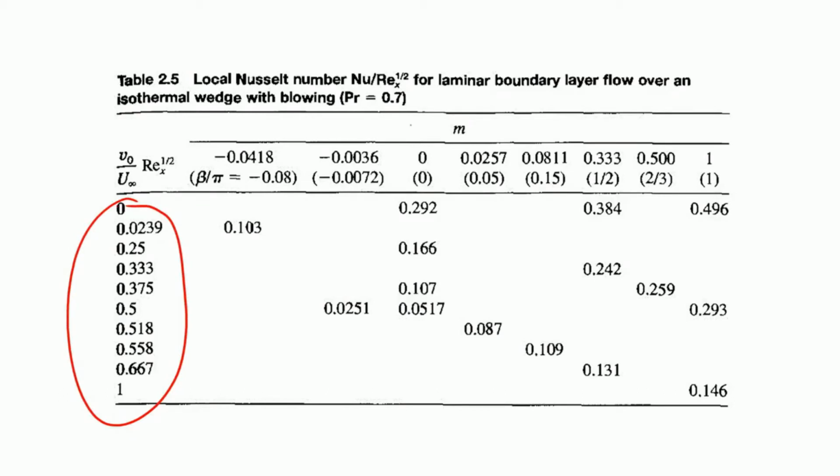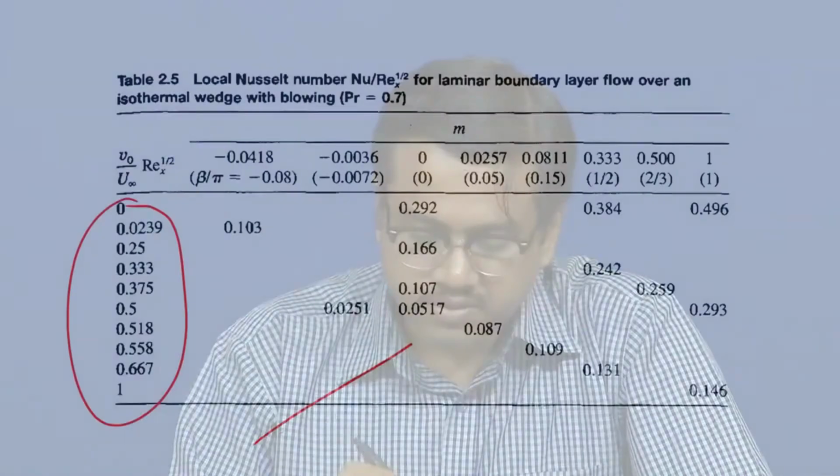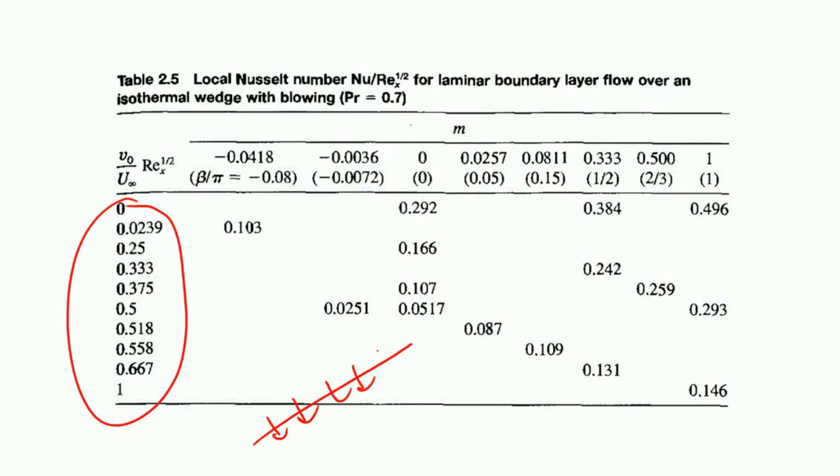Why are some of the data disjoint? Because not all the experiments were done, and not all the analyses were done for all the cases. That is precisely what it is. So it is a wedge where you can have suction or you can have blowing, that kind of situation. All the data are basically compiled over here.